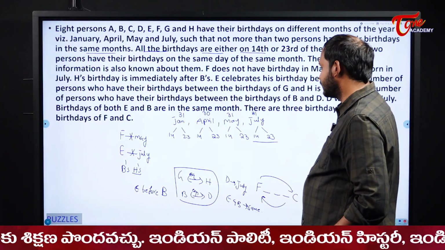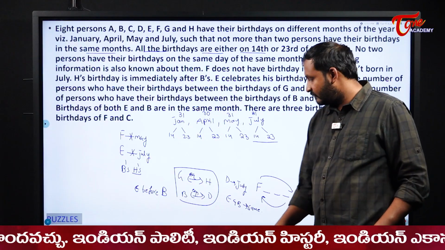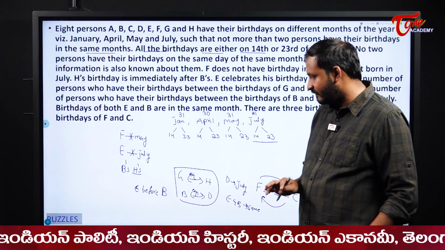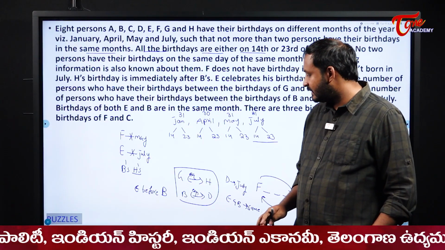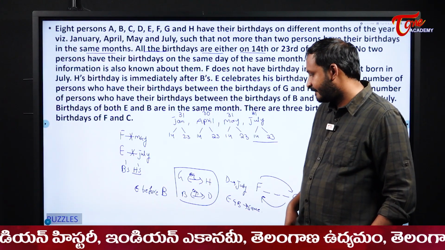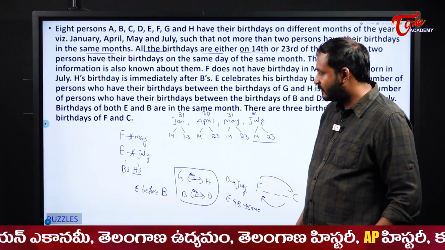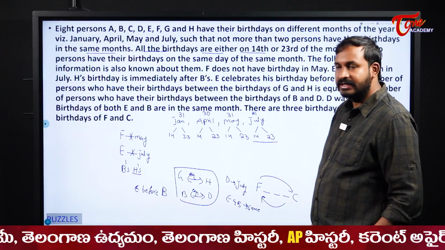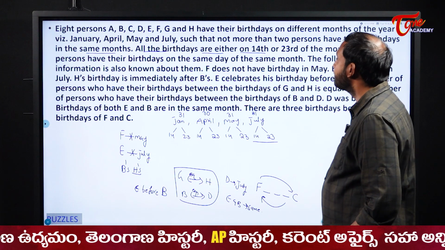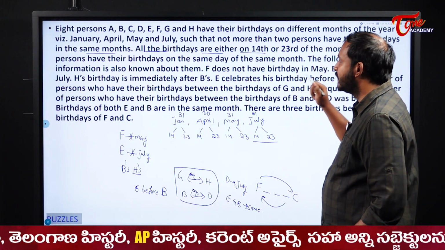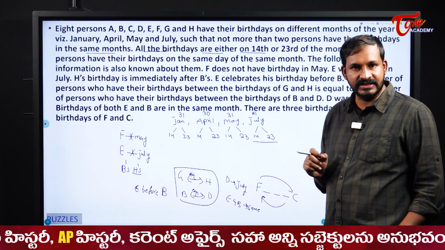G and H, B and D have equal persons. We cannot say exactly who was born in which month, but one thing I can tell is we can go with assumption. The only way left for us is assumption. Without assumption, we are not going to get the answer for this one. Okay, the months are January, April, May and July. So these are the 4 months for us here, students.